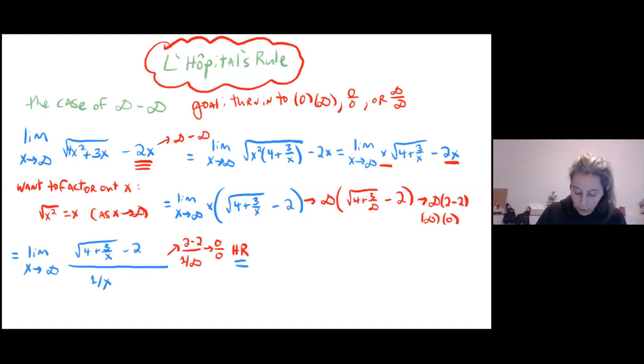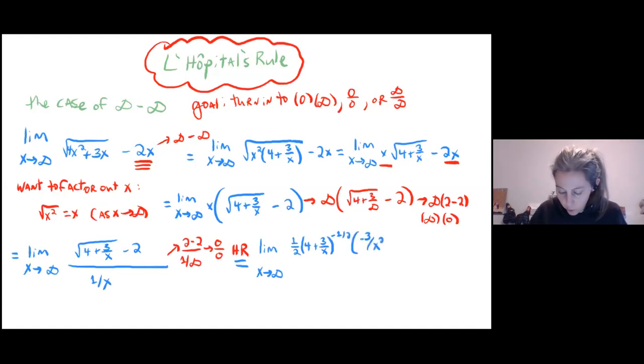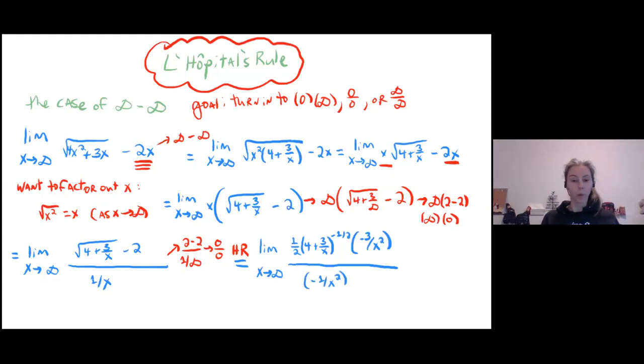So let's do it. We want the derivative of the top. So 1 over 2 times 4 plus 3 over x to the negative 1 over 2. We need to remember our chain rule here. This gives me negative 3 over x squared, all divided by negative 1 over x squared. Now, remember, before we do anything else, we want to cancel out everything that we can cancel out. I see I have a negative 1 over x squared on the bottom and a negative 1 over x squared on top. What's left there is a positive 3. So then this becomes 3 over 2.